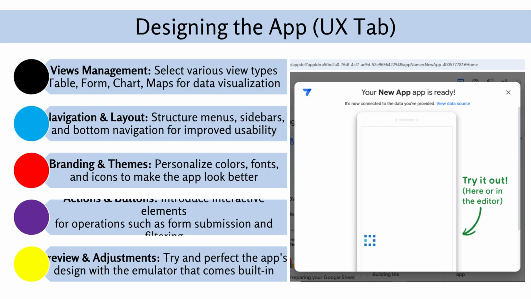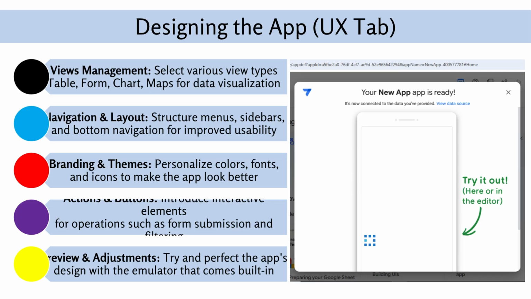Designing the App UX tab. In the UX tab, you design the visual and interactive parts of your app. Here's what you can customize. Views. AppSheet offers many view types including list, table, deck, gallery, detail, chart, map, calendar, dashboard. Navigation. Decide what users see on the home screen, what appears in the menu, and how users move around the app. Branding. Add your company logo, change theme colors, and choose icons.